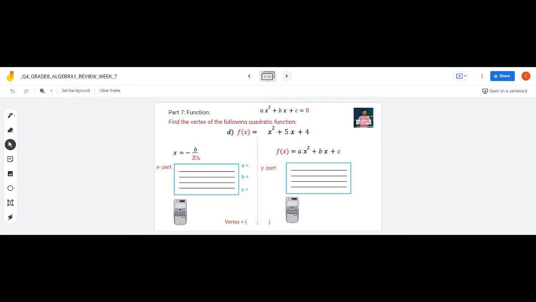All right, so first of all, we have to check and make sure that it's in standard form. So yes, it is. So I'm going to identify my a, which is 1, my b, which is 5, and my c, which is 4. I'm going to substitute. So my b is 5 and my c is 4. So now we have -5/8.